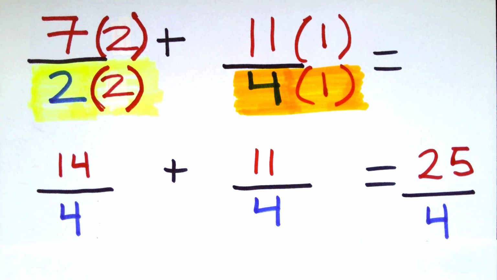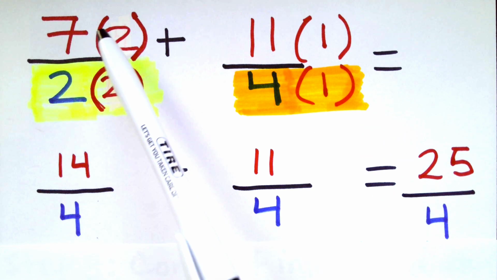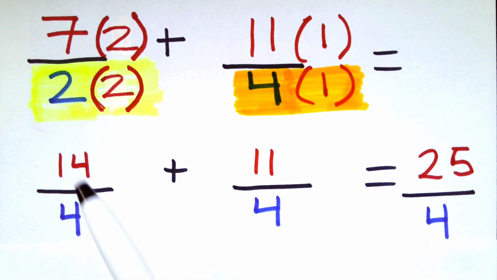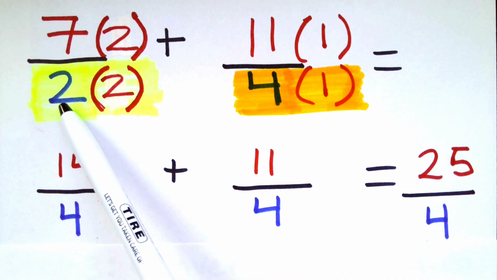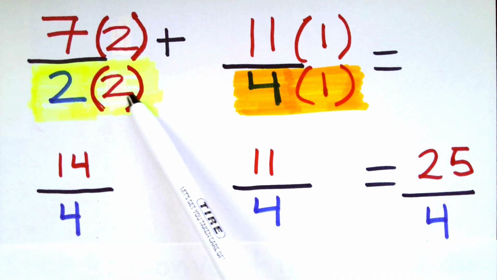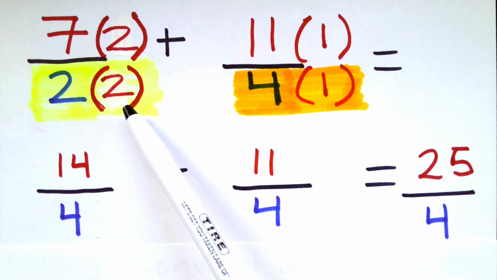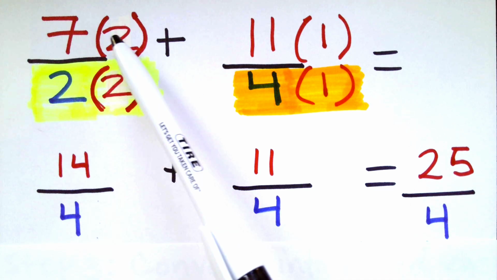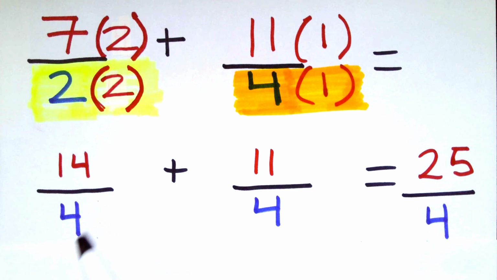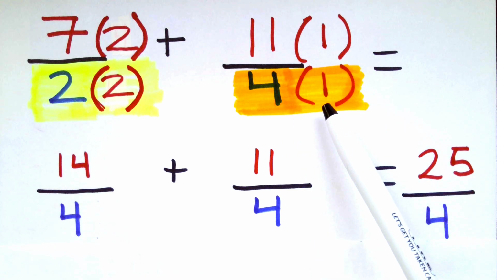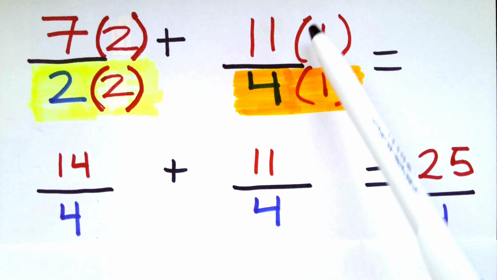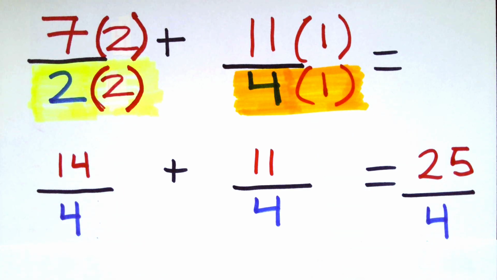Okay, so what you see here is I'm multiplying 2 times top and bottom with the fraction of 7 halves, or 7 over 2. Now, with a number or a value right next to parentheses, this is just another way of showing multiplication, okay? So 7 next to 2 in parentheses means to multiply. 2 next to 2 in parentheses means to multiply. 4 next to this value of 1 in parentheses means to multiply. 11 next to the value of 1 in parentheses means to multiply. It's just another way to show multiplication.